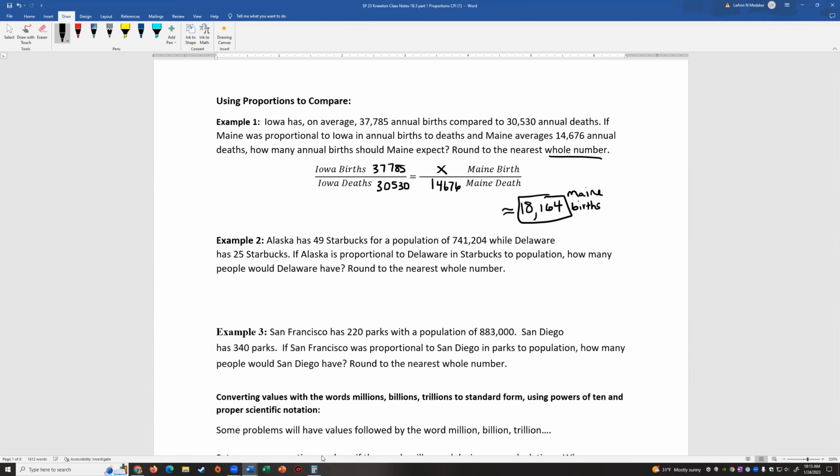Okay, let's look at another one. Alaska has 49 Starbucks and a population of 741,204, while Delaware has 25 Starbucks. If Alaska is proportional to Delaware in Starbucks to population, how many people would Delaware have? So we're looking for the population of Delaware. So Starbucks over population for Alaska.